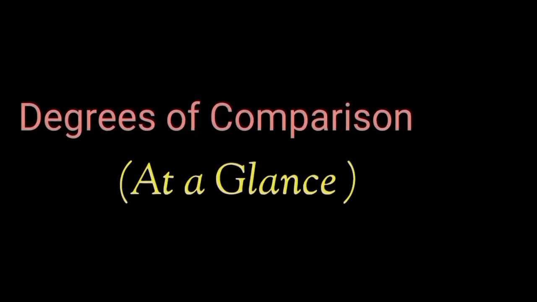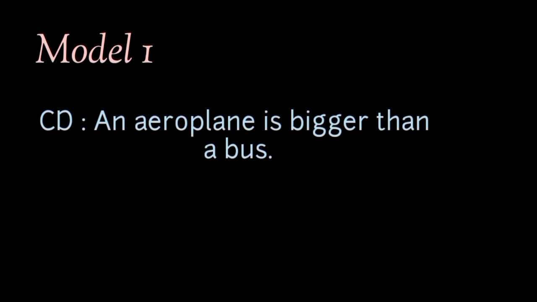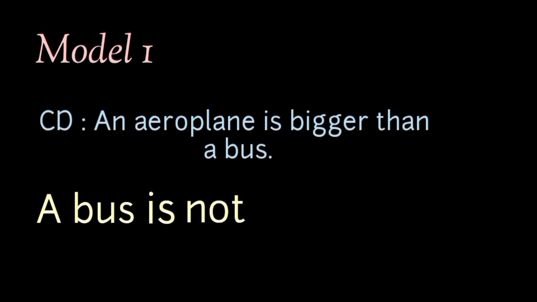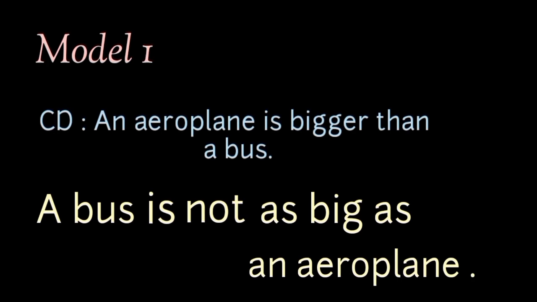Degrees of comparison at a glance. Model number one, comparative degree. An aeroplane is bigger than a bus. Positive degree: second noun first, a bus. Next is the verb, and this is followed by not. Next, the positive degree. It should be placed in between two as. So, as big as. Next, the first noun, an aeroplane. Answer: a bus is not as big as an aeroplane.